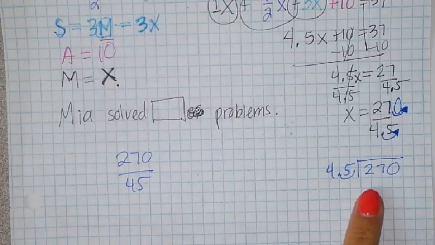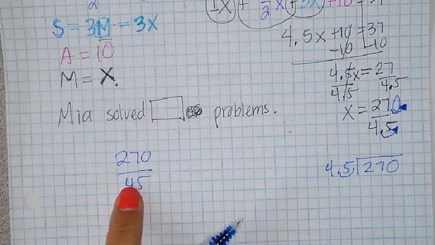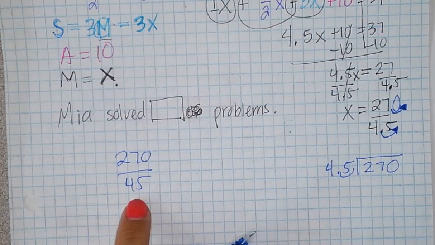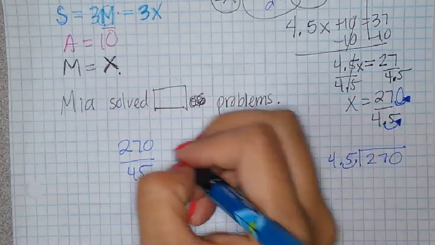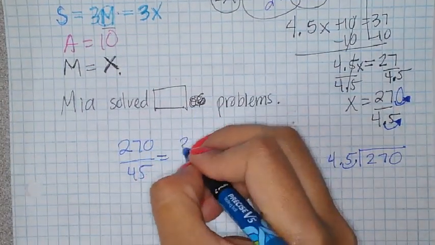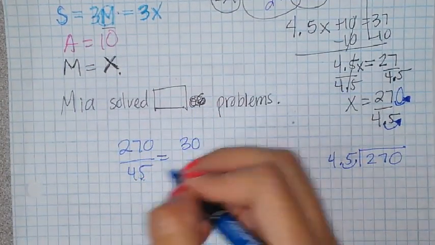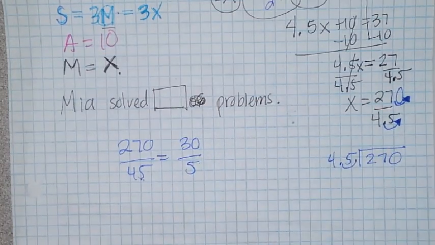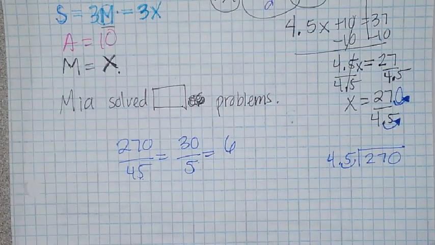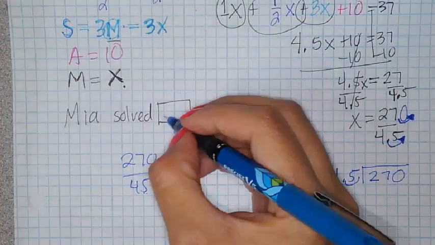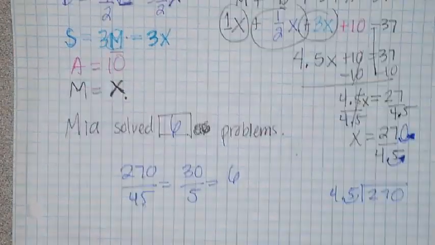Here you can go straight to the division, or you can simplify over here by 9. So by 9, 9 times 30 gives me that, 9 times 5 gives me 45. And then now it's easy to do. What's 30 divided by 5? 6. Okay? So Mia solved 6 problems.